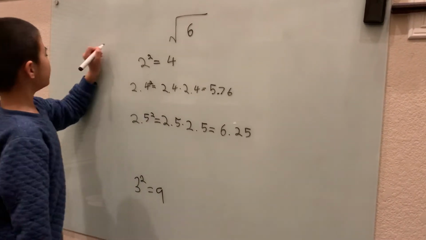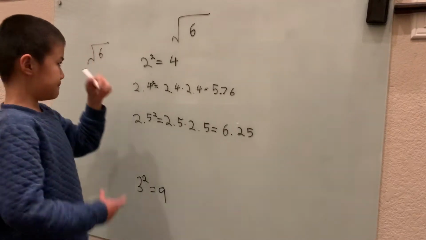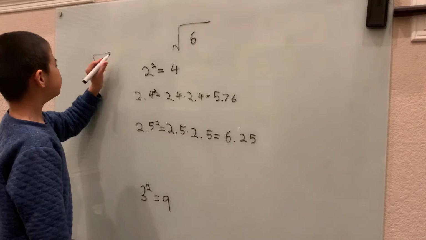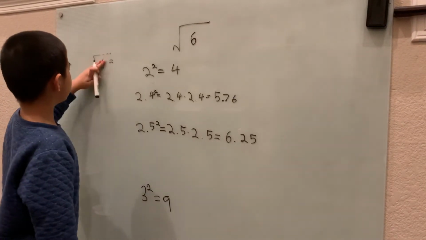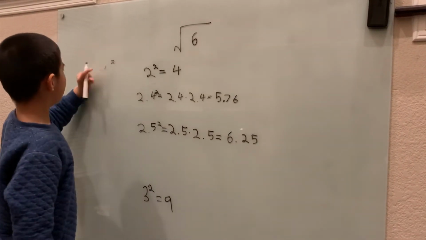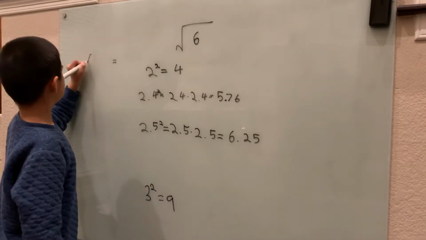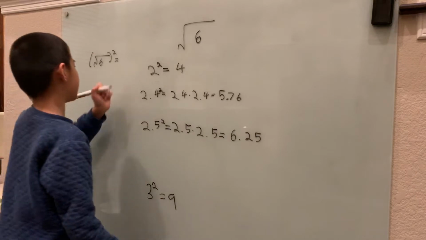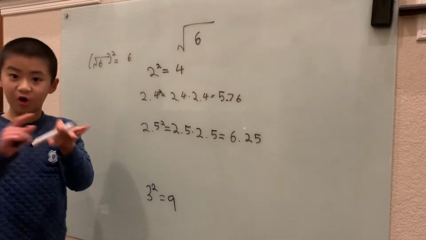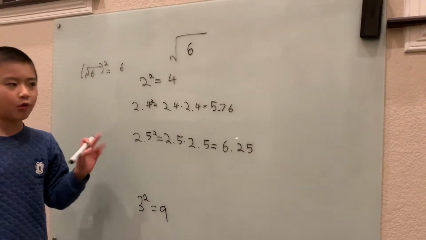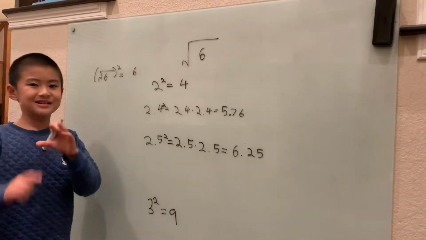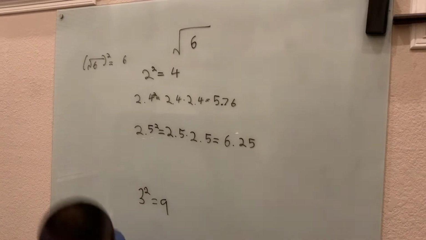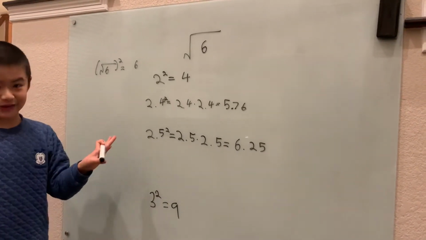So this square root of 6 is the best way we can write it. We can't simplify this. The square root of 6 is just the number we square to get 6. That's all we can say. Can't say anything more, and we can't simplify it. This is the best way we can write it. We can't do anything else to that.